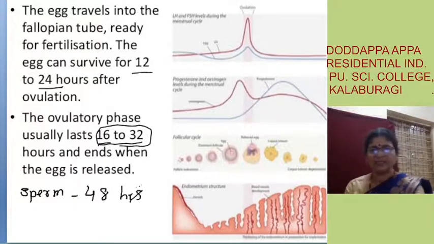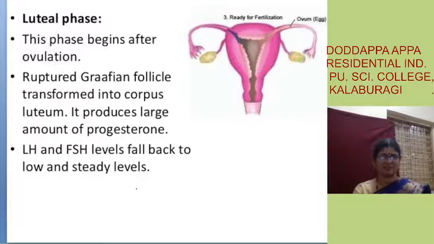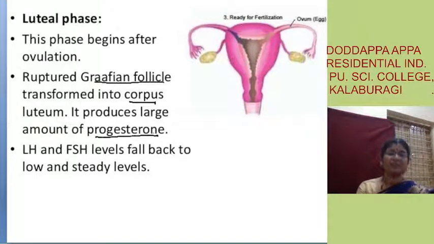Well, now let me go to the next slide. Luteal phase, a secretory phase you can say. The luteal phase usually begins after ovulation, when the Graafian follicle gets ruptured and converted into the corpus luteum. This corpus luteum will secrete progesterone, which helps in maintaining the endometrium and also pregnancy. Throughout pregnancy in the female, the progesterone level will be very high. FSH and LH levels fall back to the low, normal level.